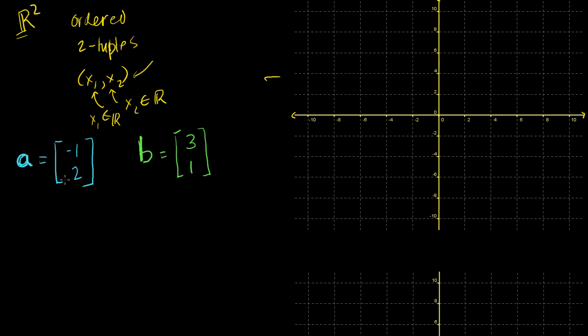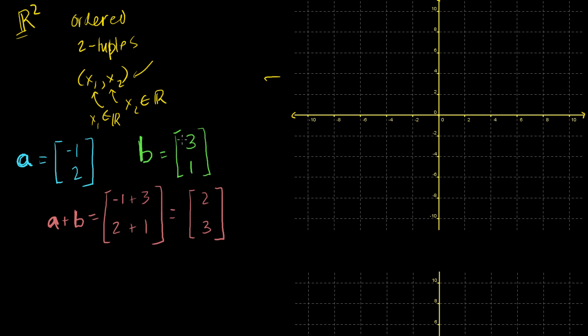Now let's add them up and see what we get, just based on my definition of vector addition. I'll stay in one color for now. So A plus B is equal to, I just add up each of those terms, -1 plus 3, and then 2 plus 1. That was my definition of vector addition. So that is going to be equal to 2, 3. Fair enough. This just came out of my definition of vector addition.